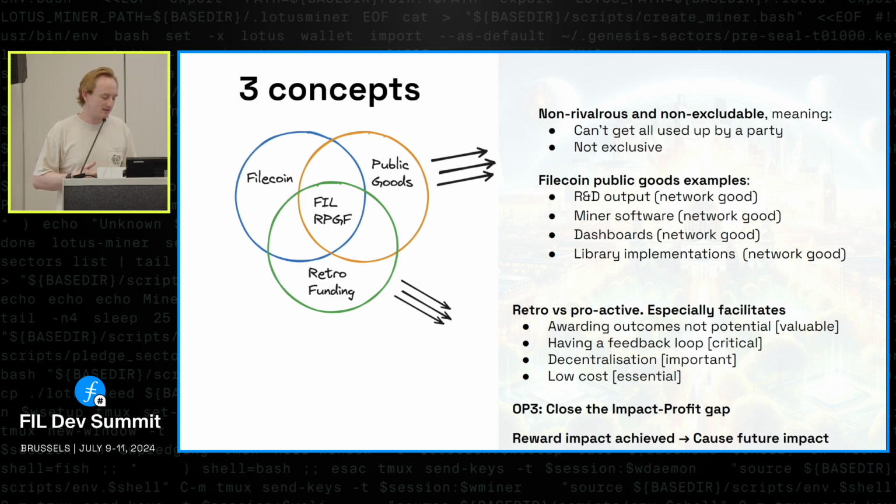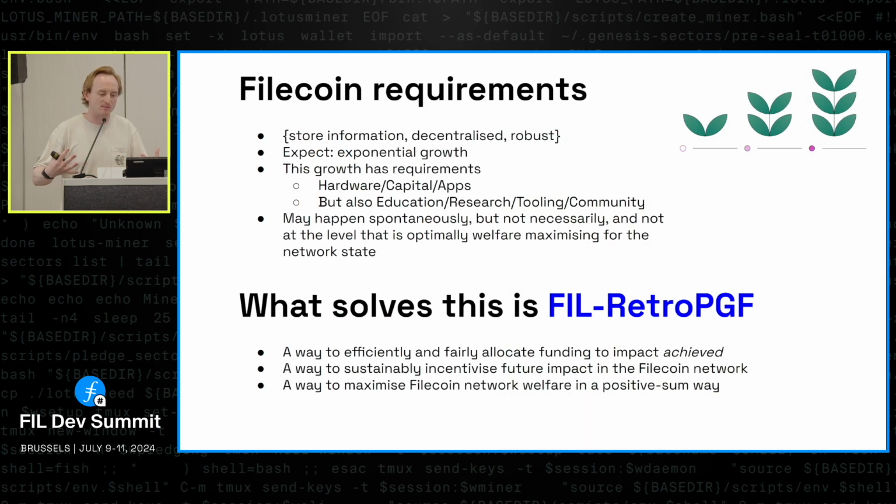And the goal for our first retroactive public goods funding round was to close the impact profit gap, the same as Optimism 3. And essentially what we're trying to do by doing this is to cause future impact, so to sustain current public goods projects, but also start new ones. So Filecoin's requirements for this program are that Filecoin needs to store information, it needs to do it in a decentralized way, and it needs to be robust. Our expectations are that there should be exponential growth, and this growth has requirements.